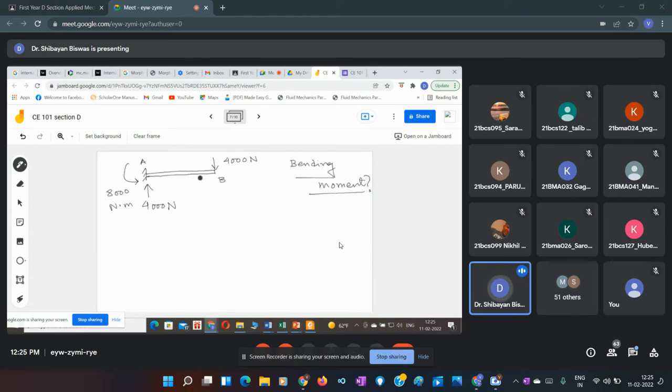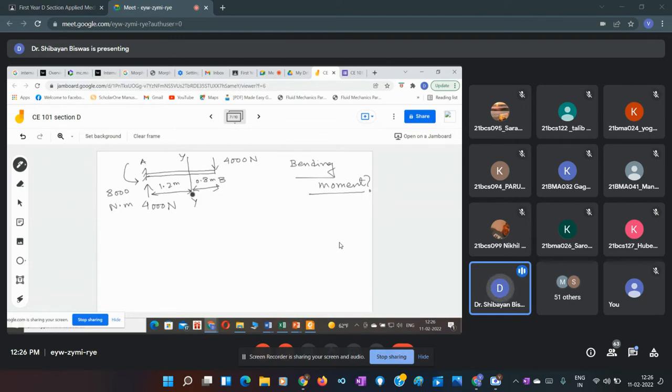Why this terminology, bending? Because it will try to bend the beam. So the moment which is trying to bend this beam is known as bending moment. For this case, let us assume a section, say YY, at a distance of 0.8 meter. So this distance will be 1.2 meter, because the total we have considered is 2 meter.